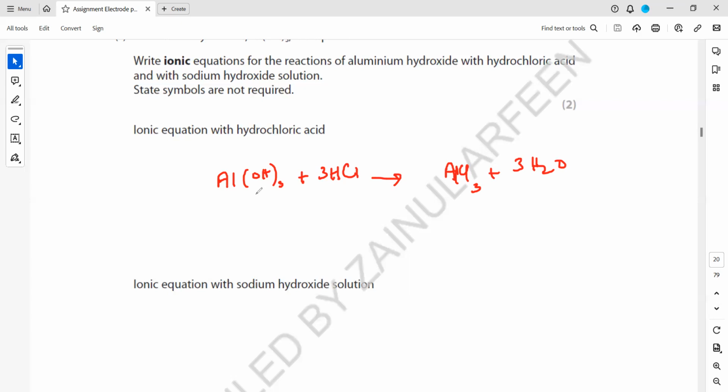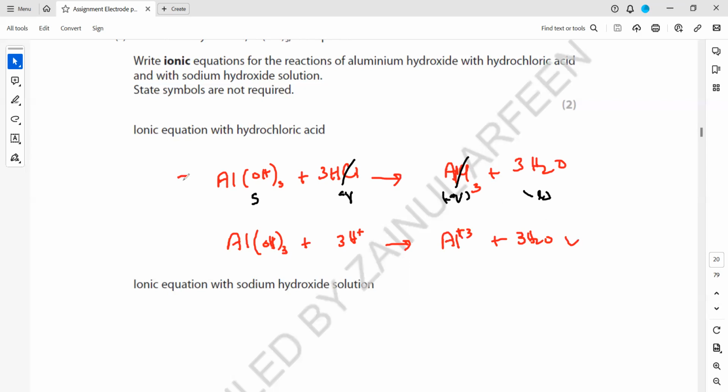So this is an amphoteric hydroxide. Amphoteric oxides and hydroxides are insoluble, so solid. Most chlorides are soluble, aqueous, and water is a liquid. So when I cancel out the common ion in aqueous, chloride will cancel with chloride. So what is the ionic equation? Aluminium hydroxide plus hydrogen ions, the protons from the acid, produce aluminium ions plus 3 water molecules. So this is what I have to write.